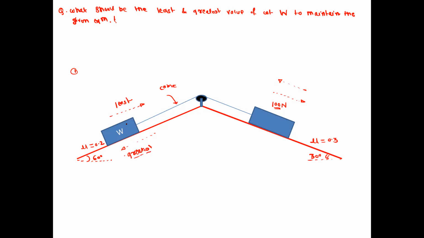So these directions are nothing but the direction of the impending motion. That means if the impending motion for W is in the upward direction, at that condition W will be minimum, it is the least value, and if the impending motion for W is in the downward direction, it is the greatest value. So the question is, we have to find out the least and greatest value. These two values are dependent on the impending motion of the weight W. You can observe here in the animation the impending motion in the upward direction and the impending motion in the downward direction.